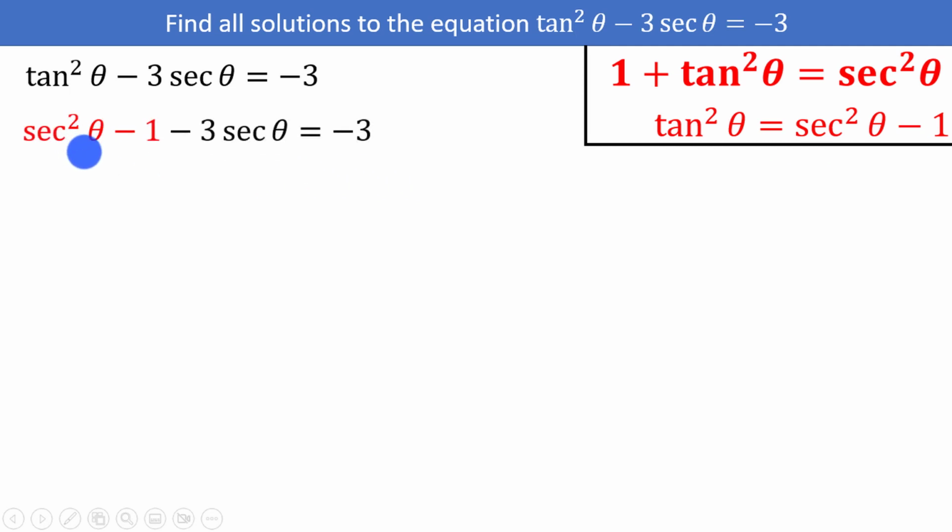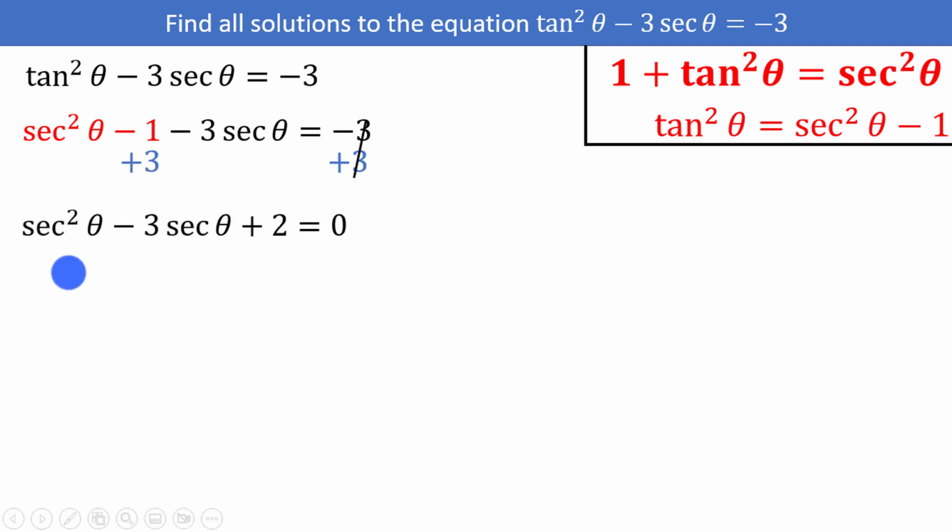We will get secant squared theta minus 1 minus 3 secant theta is equal to negative 3. Now we have an equation that involves only one type of trig function, just secant. Let's add the 3 to both sides so that we get 0 on the right-hand side. We have secant squared theta minus 3 secant theta plus 2, since negative 1 plus 3 is equal to 2. At this stage, we are ready to factor.